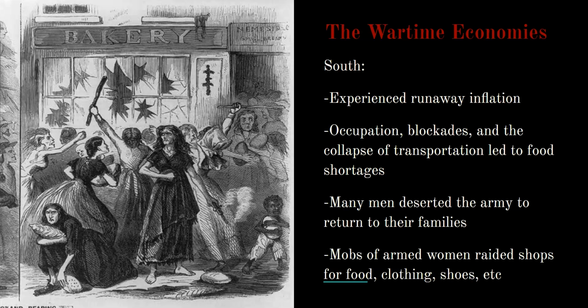All of these factors led to a lot of food shortages. Many men deserted the army to go home to return to their families. But many men still were out in the battlefield, so mobs and mobs of women were raiding shops in order to get food, clothing, shoes, bread. You can see in this picture, that's what the women and children are after. You can see people trying to run out of there with bread.